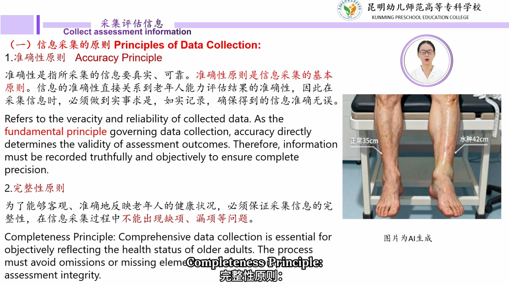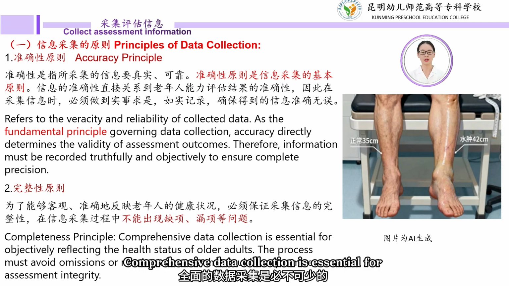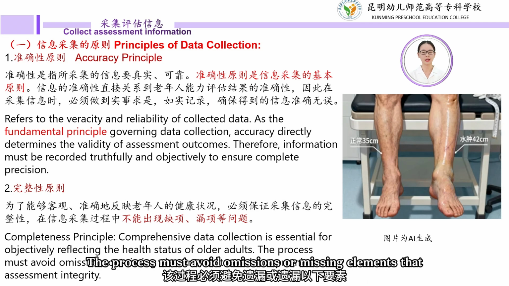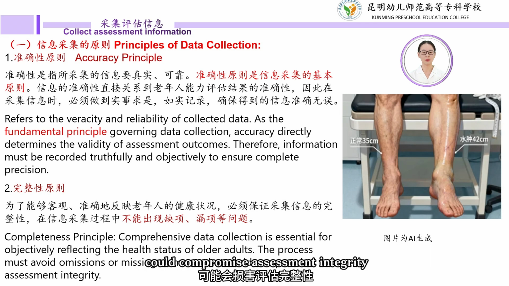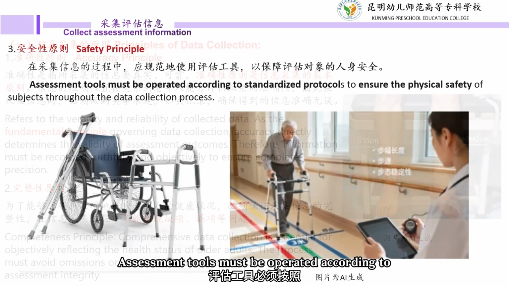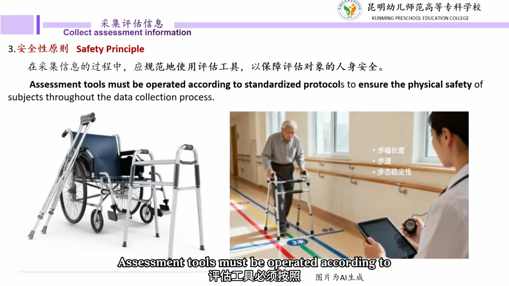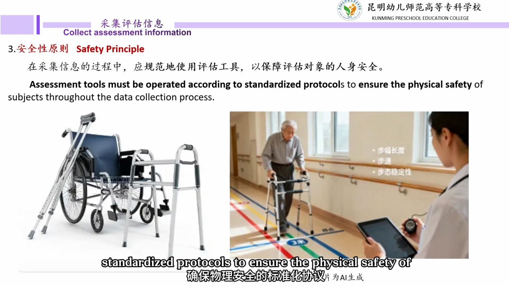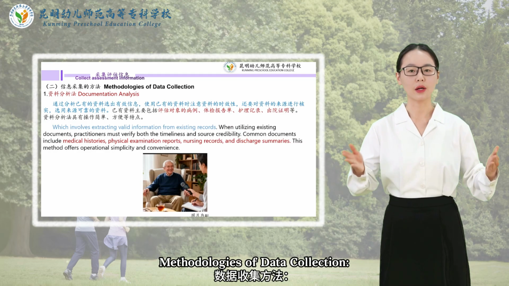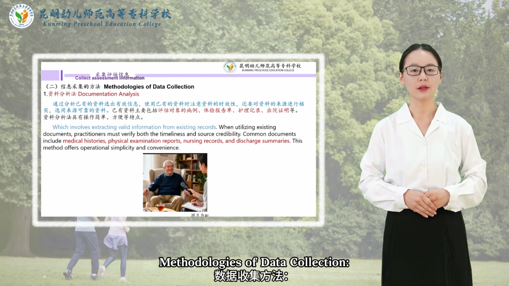Completeness principle: comprehensive data collection is essential for objectively reflecting the health status of older adults. The process must avoid omissions or missing elements that could compromise assessment integrity. Safety principle: assessment tools must be operated according to standardized protocols to ensure the physical safety of subjects throughout the data collection process. Methodologies of data collection.